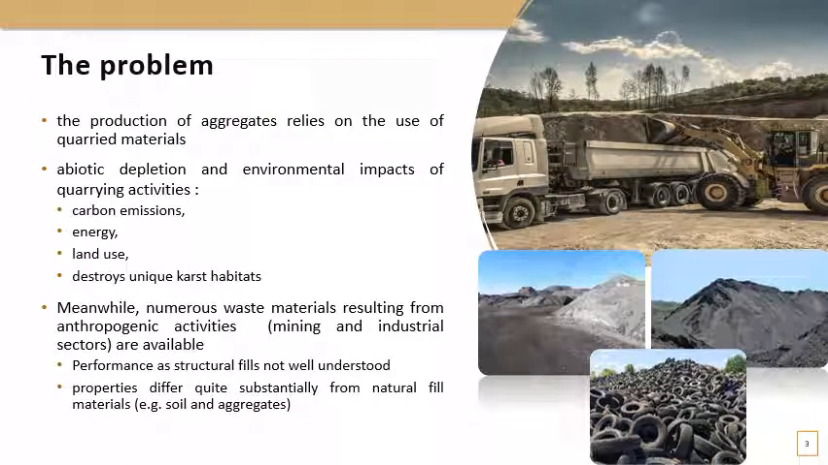So basically the problem is that most of the time we use natural materials to build compaction fields in numerous construction projects. However, most of these materials rely on quarrying activities. As listed in the slide, you have a little illustration here of how a quarry looks. These activities have substantial impacts in terms of carbon emissions, the energy being used, land use, and they may also destroy unique karst habitats.